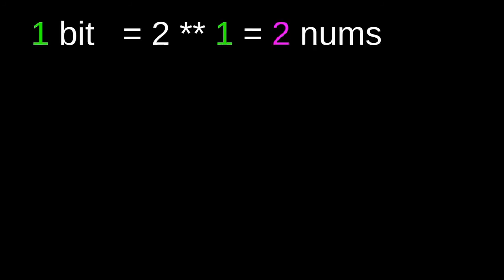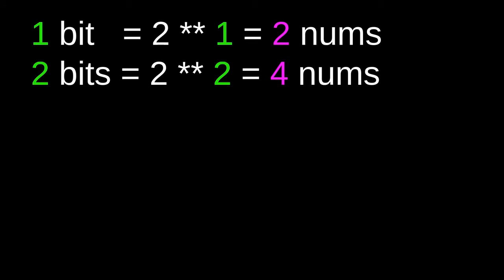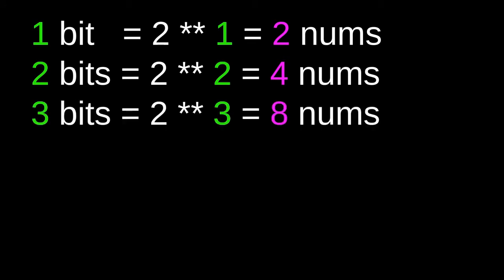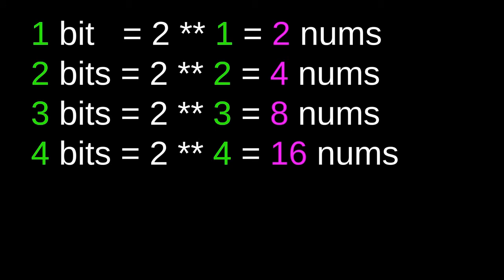So let's summarize what we found so far. We found out that a single bit can represent 2 to the power of 1, which is equal to 2 numbers. 2 bits can represent 2 to the power of 2, which is equal to 4 numbers. 3 bits can represent 2 to the power of 3, which is equal to 8 numbers. And 4 bits can represent 2 to the power of 4, which is equal to 16 numbers.